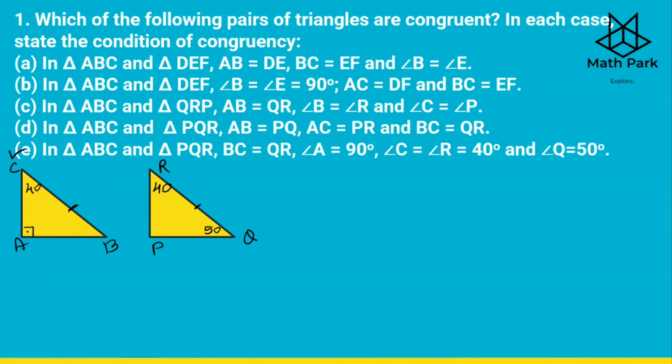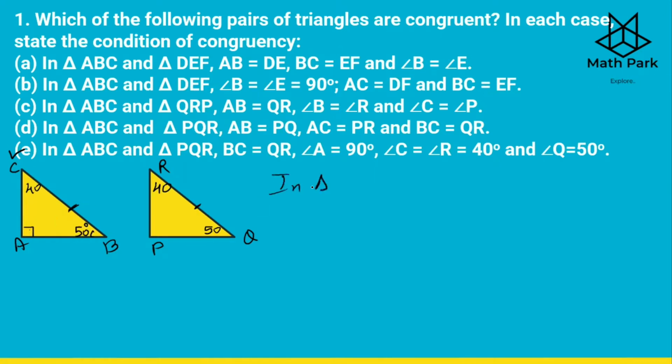If I know two angles of triangle ABC, I can find this by angle sum property. Since this is 90, these two angles are going to be supplementary. So these two angles will add up to 90. So I'm getting this angle also as 50 degree. By angle sum property of a triangle, we find this angle B is equal to 50 degree.